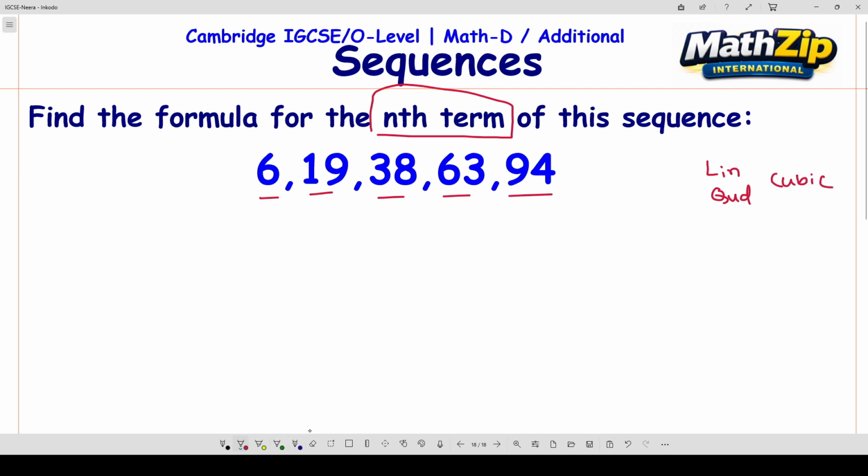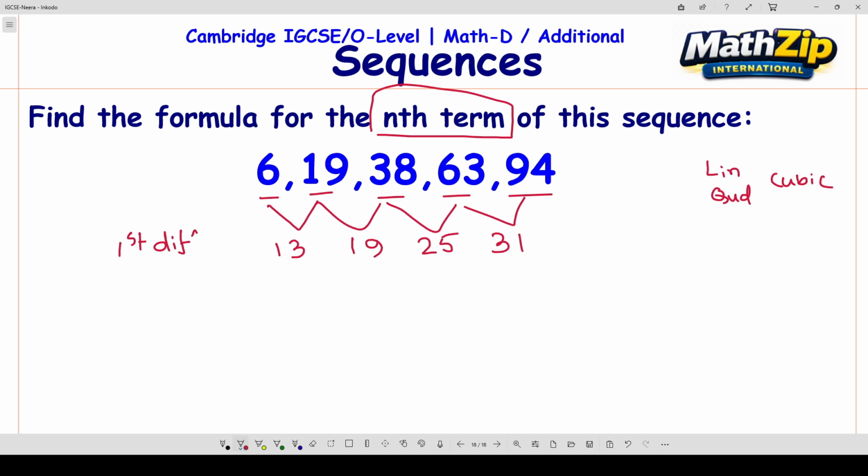In this case, we have to find out the difference. 19 minus 6 is 13. 38 minus 19 is 19. 63 minus 38 is 25. 94 minus 63 is 31. Look, the difference is not the same, or we can say the difference is not constant. So this is the first difference. What about the second difference?